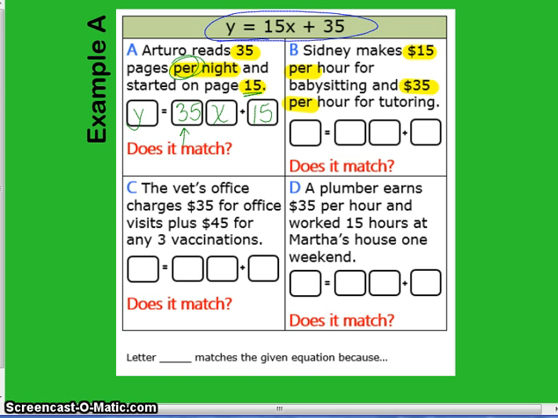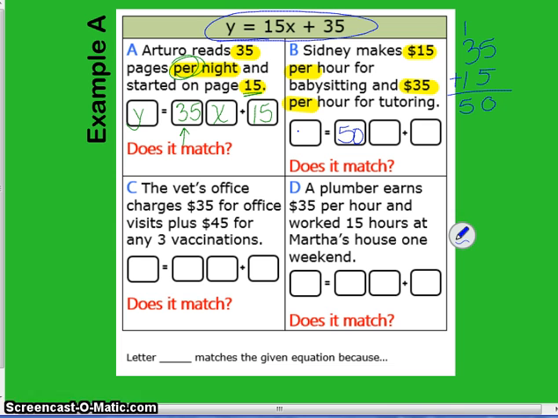Since they're both talking about per hour, I know that I have to actually add those because those are both the rate of change. So I have to add 35 and 15 in order for me to get my total rate of change. So 5 plus 5 is 10, and then 3 plus 1 is 4, and 4 plus 1 is 5. So my rate of change is 50.